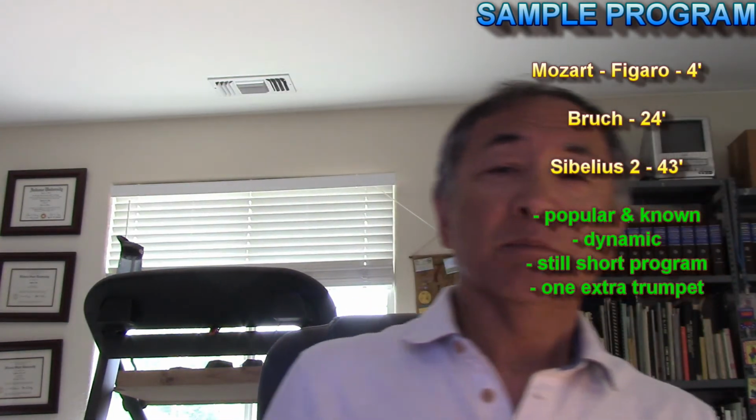Or we can take the Mozart, which is only 4 minutes and a very small orchestra, and the Bruch Concerto, which is only 24 minutes and a very small orchestra. And then, because we've got the small group, we can go for the Dvorak, or we can go with the Sibelius. And we can gamble on the cost of that third trumpet and have a super dynamic concert.